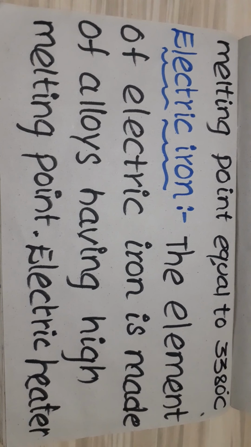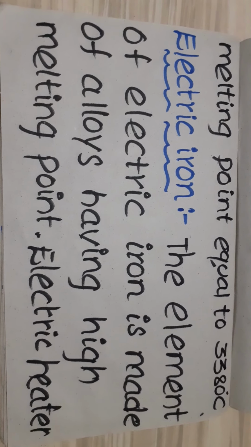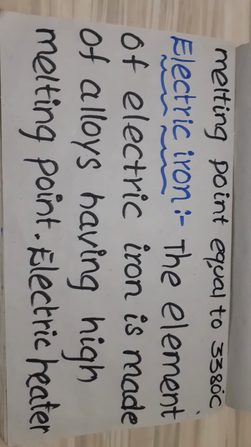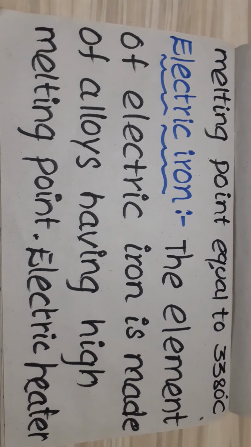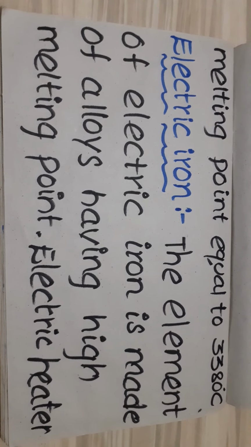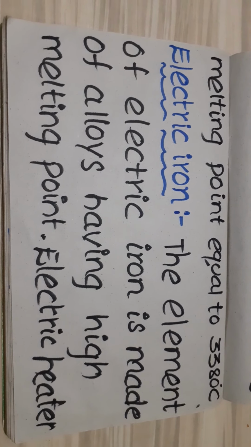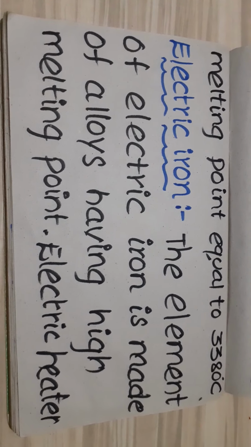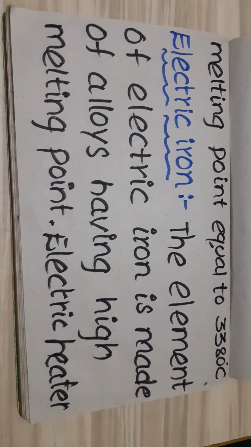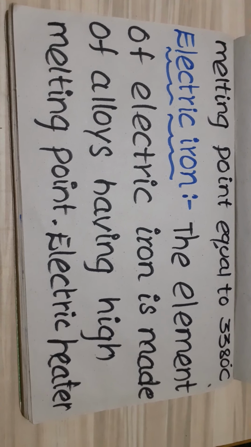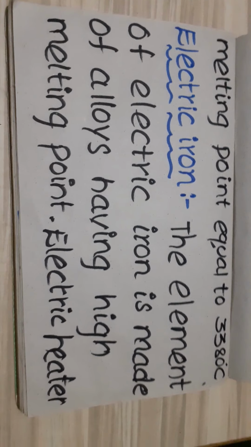So next one, electric iron. The element of an electric iron is made up of alloys. It is a conductor made up of alloys. Alloys means more than one metal; a number of metals are added together. It exhibits a high melting point.